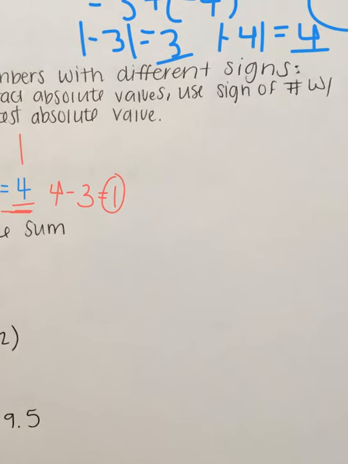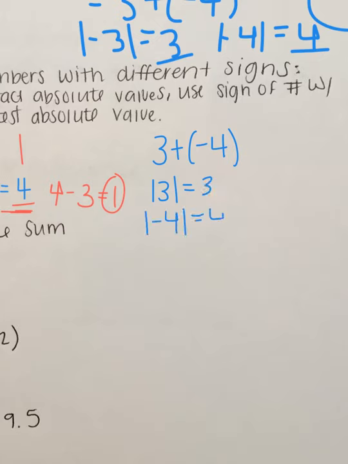If I have two negative, now if I have the negative number as the higher one, the absolute value of 3 is 3, the absolute value of negative 4 is 4.